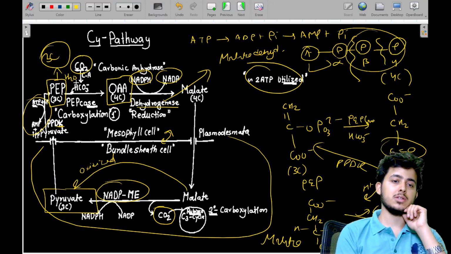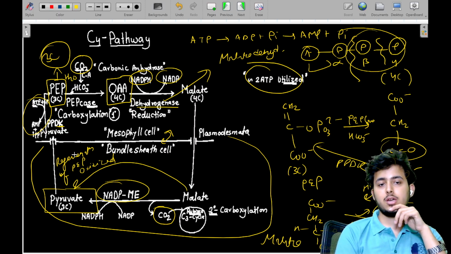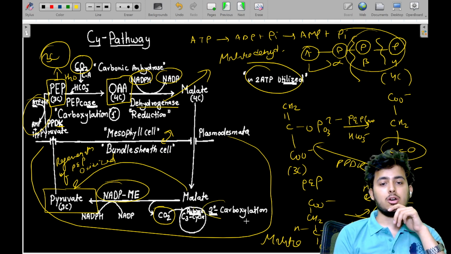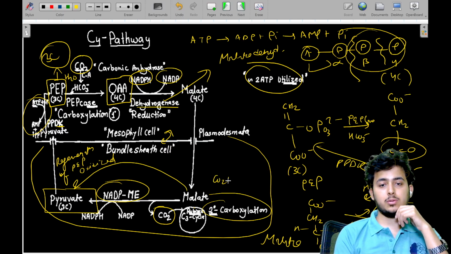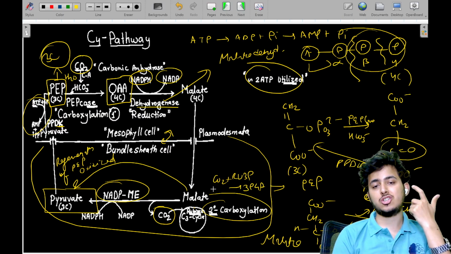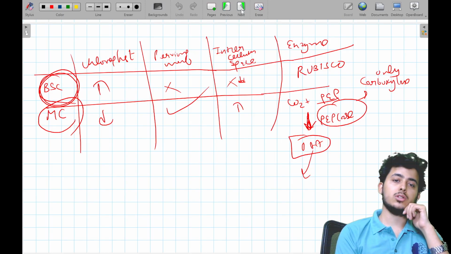Then again this PEP, since it is now regenerated, this is the regeneration of phosphoenol pyruvate from pyruvic acid or pyruvate. Okay, so this is the thing, and the CO2 that was released from the malate to pyruvate conversion can again undergo secondary carboxylation. It can be added to RuBP, so CO2 plus RuBP, and again you can simply form 3 PGA, and then the cycle will go on. That is the traditional C3 cycle that I taught you. So this is about the C4 pathway.